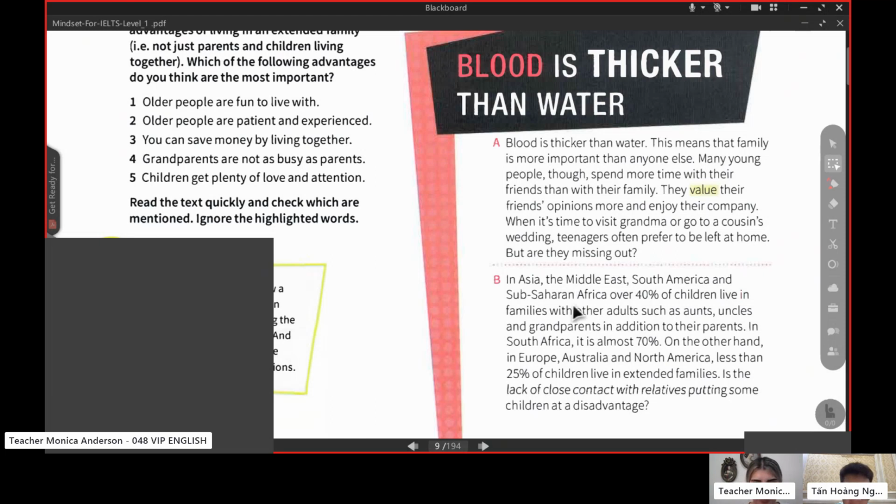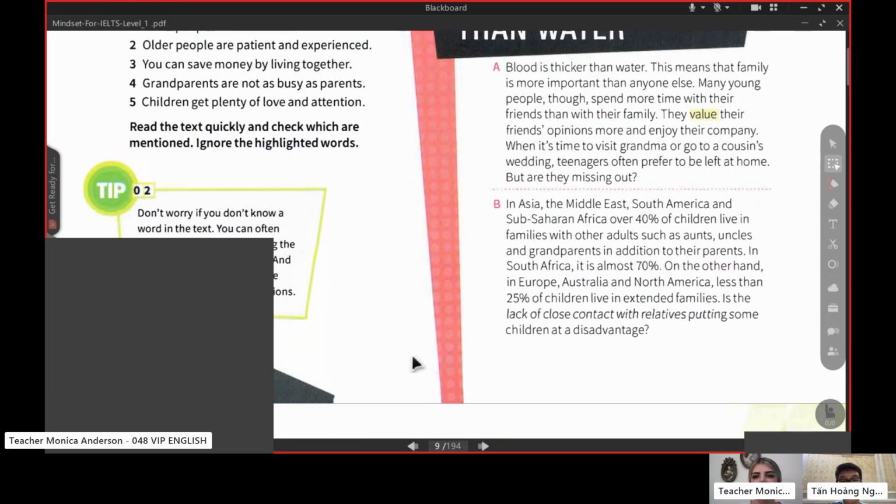In Asia, the Middle East, South America, and Sub-Saharan Africa, over 40% of children live in families with other adults, such as aunts, uncles, and grandparents, in addition to their parents. In South Africa, it is almost 70%. On the other hand, in Europe, Australia, and North America, less than 25% of children live in extended families. Is the lack of close contact with relatives putting some children at a disadvantage?